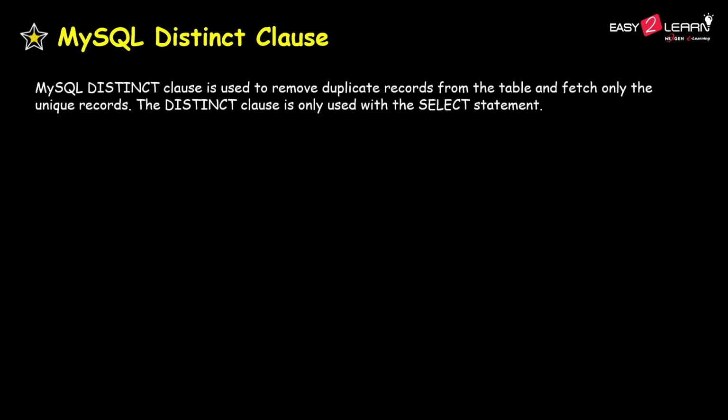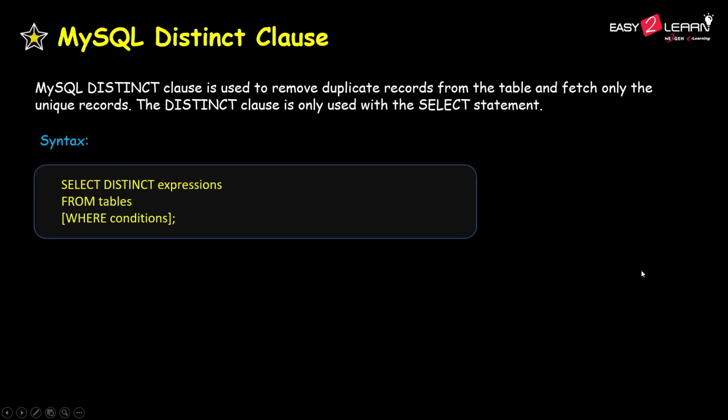Here we are going to use the DISTINCT clause. Let's see how to use it. The MySQL DISTINCT clause is used to remove duplicate records from the table and fetch only the unique records. The DISTINCT clause is only used with the SELECT statement. See here the syntax: SELECT followed by DISTINCT and then the expression, FROM table name. If you want to retrieve any specific records, we can use a WHERE condition, otherwise it is not mandatory.